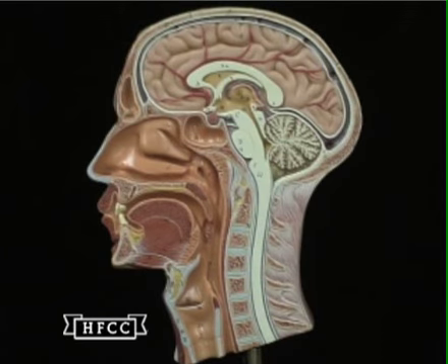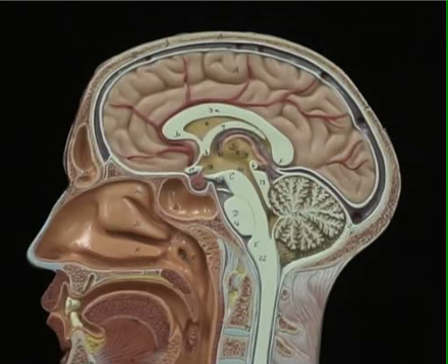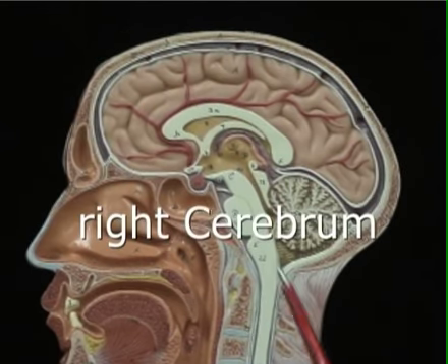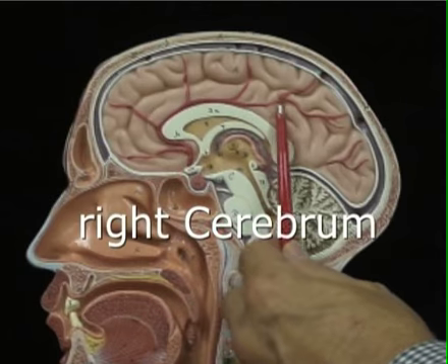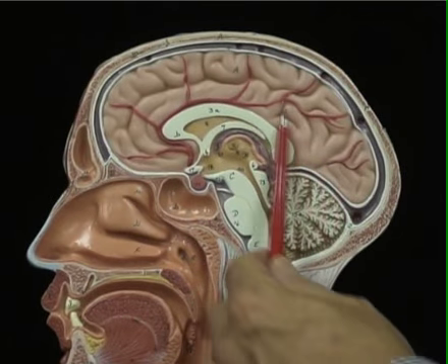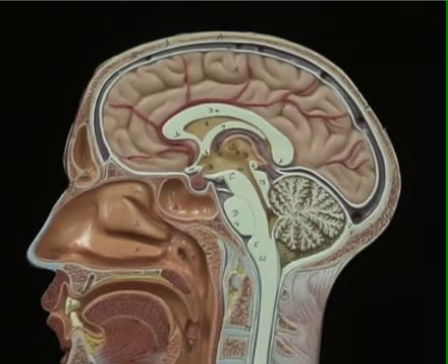This will be a life-size model of a mid-sagittal section of the brain, the nasal cavity, the oral cavity, the beginning of the respiratory system, and a small part of the digestive system. Okay, to take a look at the brain, this entire section here is the right cerebrum, all that I'm touching.